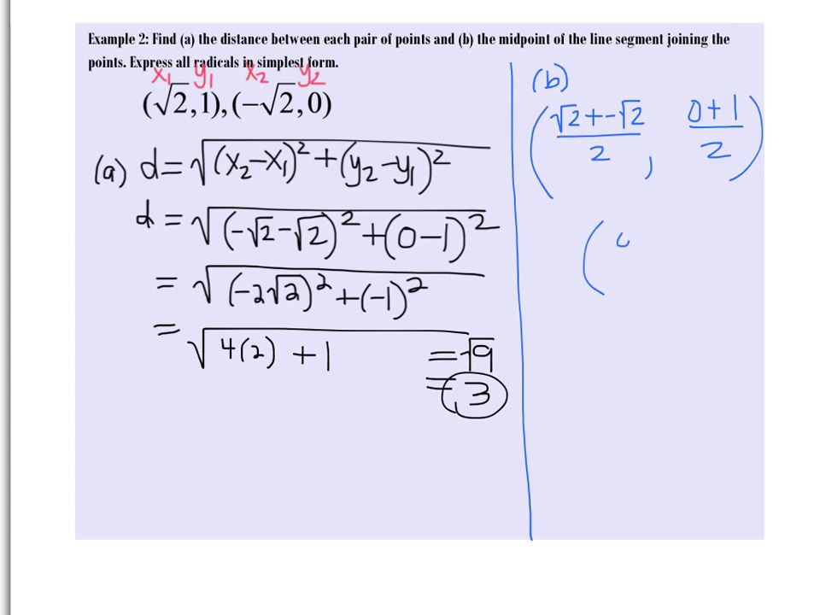So for our x coordinate, we're going to get 0 divided by 2, which we know is just 0. And for our y coordinate, we'll get 1/2. So the midpoint is 0, 1/2.